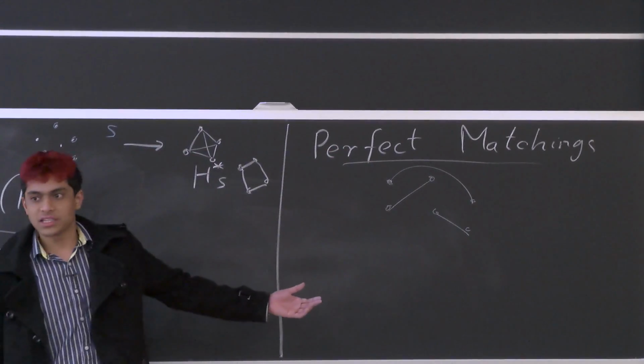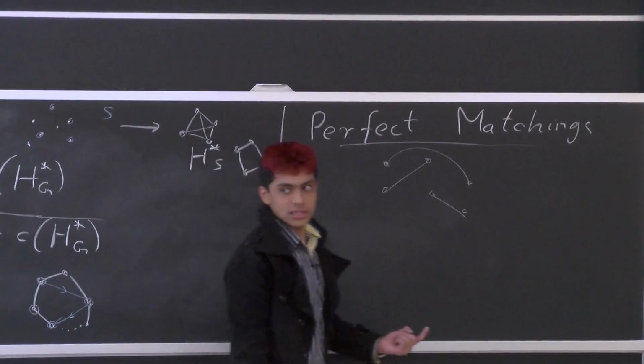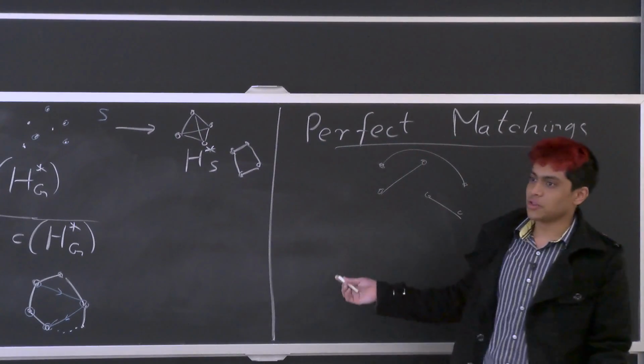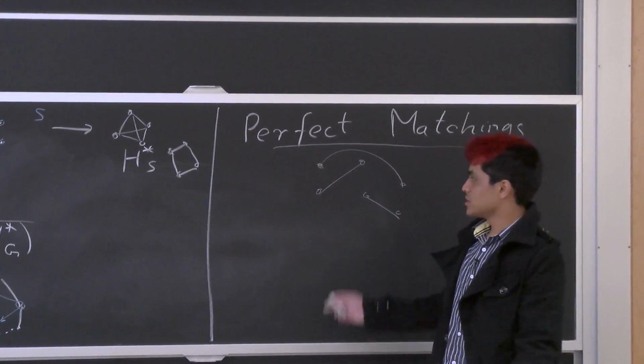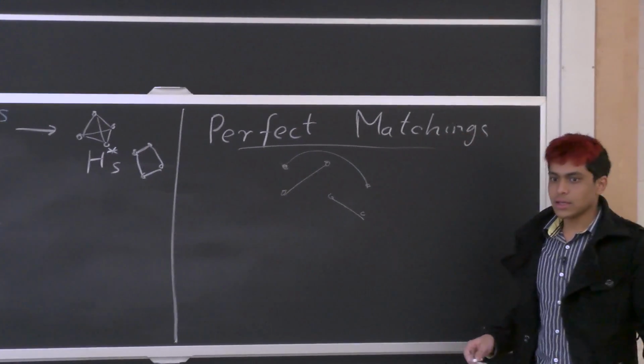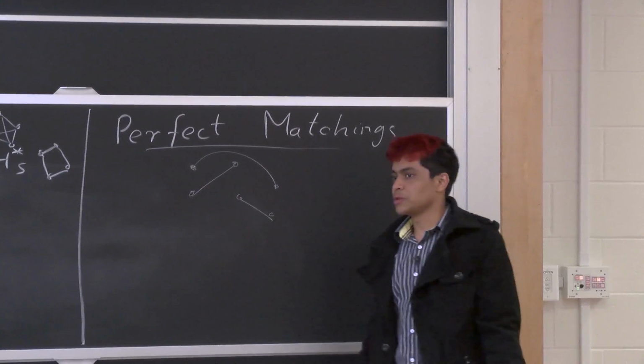So every vertex has exactly one edge coming out of it, and the number of vertices needs to be even because otherwise that doesn't work out. So that's a perfect matching, and the minimum cost perfect matching is the minimum among all such matchings. And you did this for bipartite graphs. It's fine with flow networks.